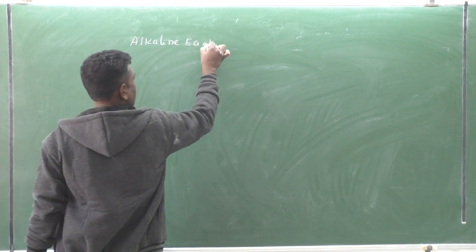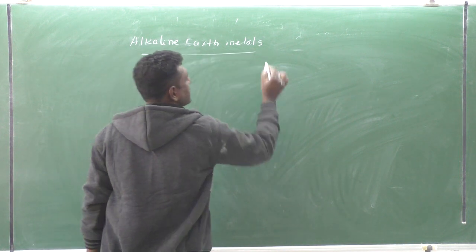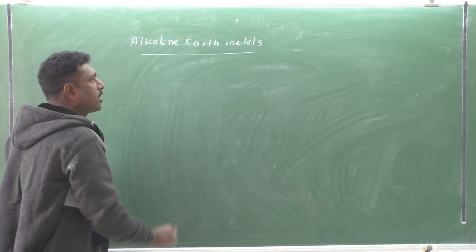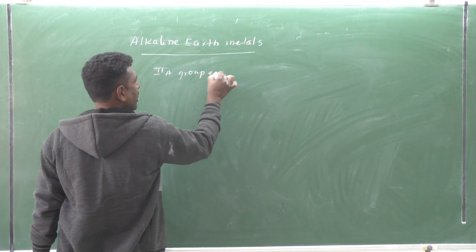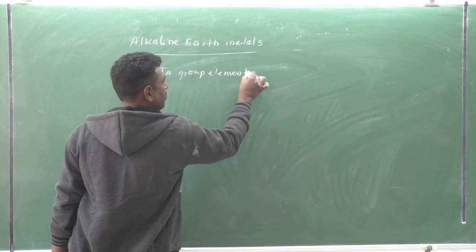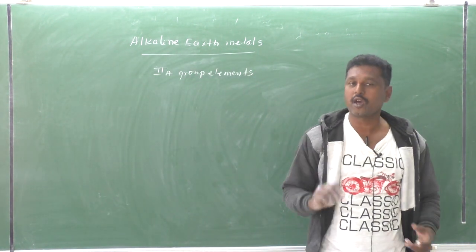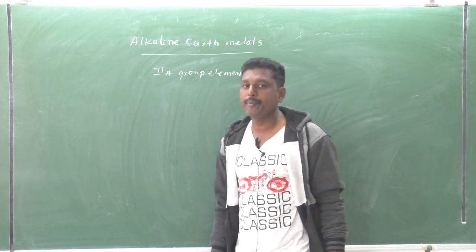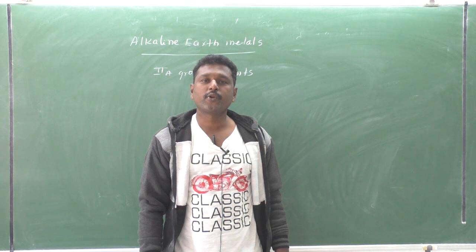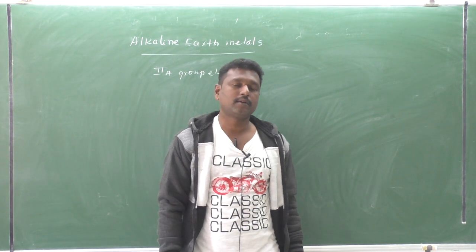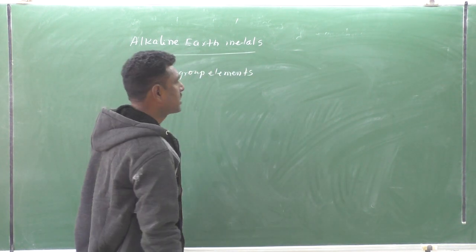Alkaline earth metals are group 2 elements. You are already given group 2 elements. S-block elements means alkali metals and alkaline earth metals. We already discussed the preparation methods and properties of alkali metals. Now we are going to discuss the alkaline earth metals, which are group 2 elements.